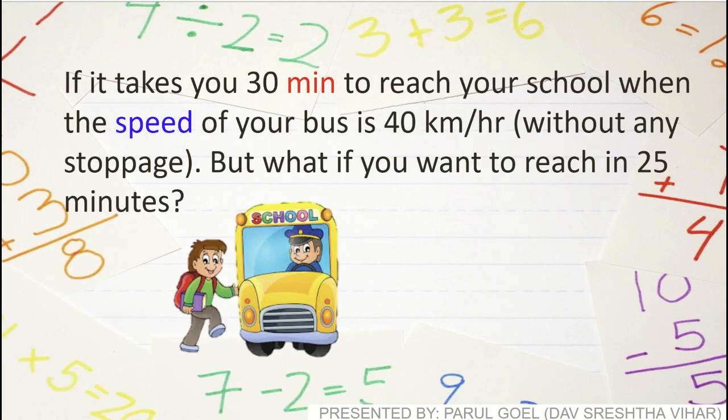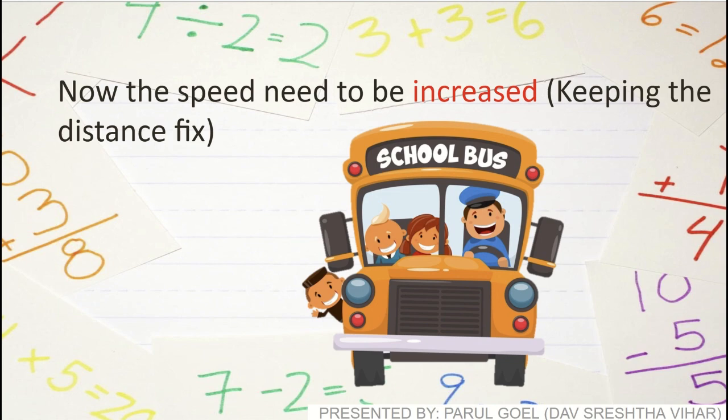It takes you 30 minutes to reach your school when the speed of your bus is 40 km per hour, and we are considering that your bus is not stopping anywhere at any stoppage. But today you want to reach in 25 minutes, that is 5 minutes early. So definitely you need to increase your speed because the distance is fixed. So what we can do, we can only increase our speed in that case.